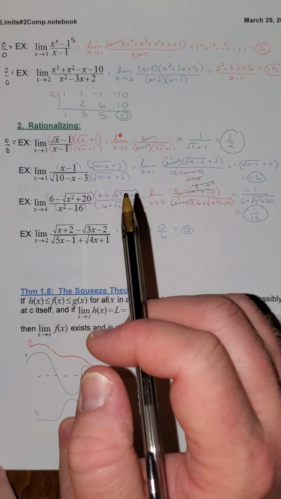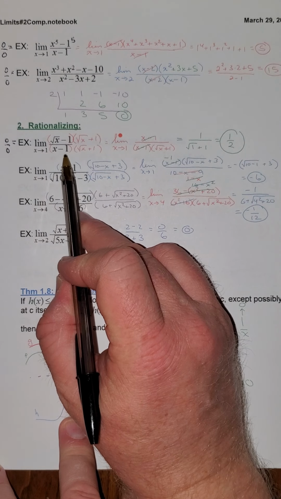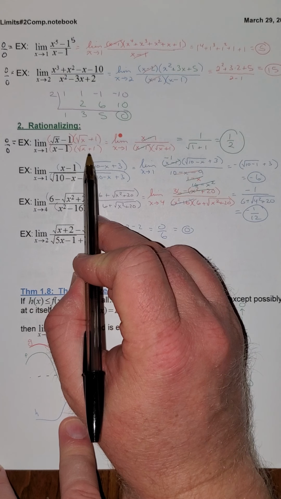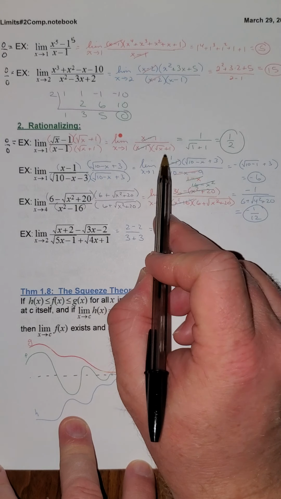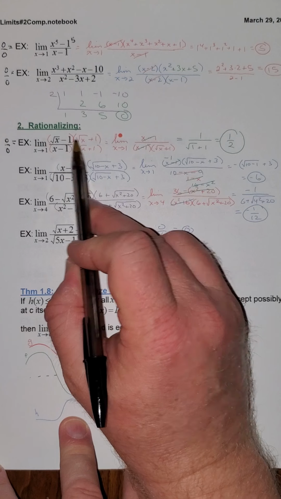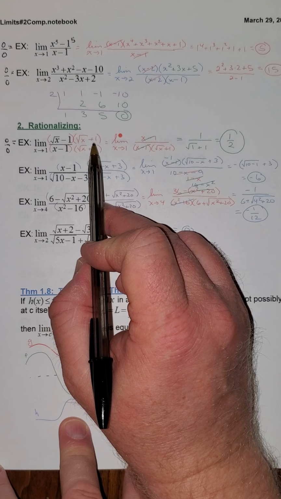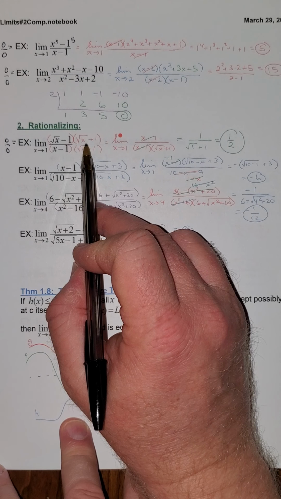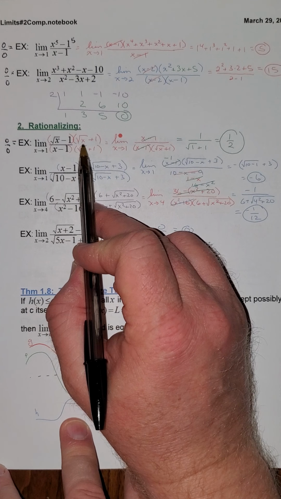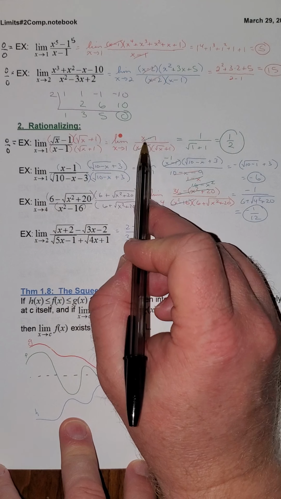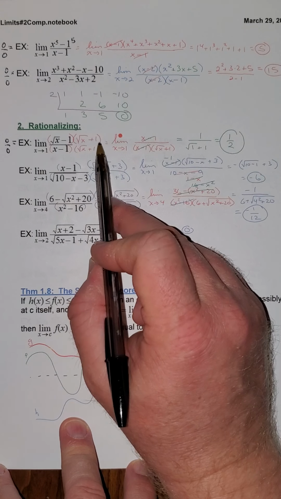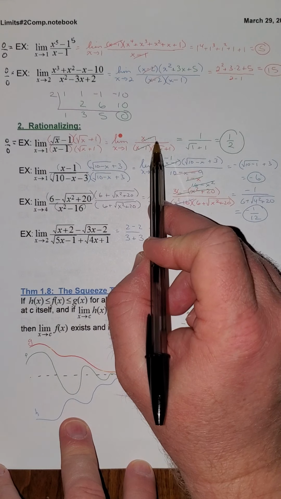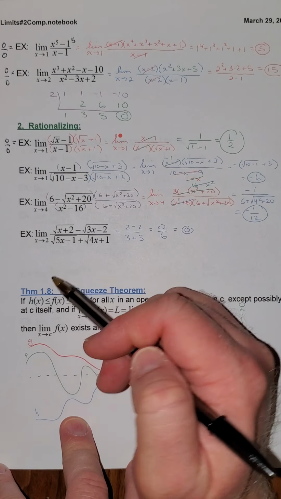Now, do not multiply the bottom out here. Leave it alone. Only multiply the conjugates in these problems. What's so great about conjugates? When you FOIL, you don't have to worry about the outer and the inner terms. Just multiply the first terms. What's radical x times radical x? That's x. What's negative 1 times 1? It's minus 1.